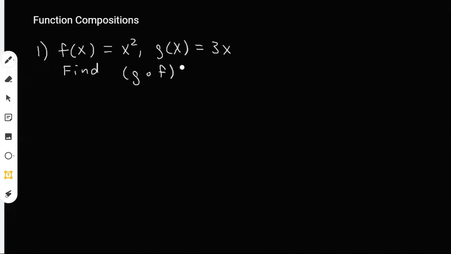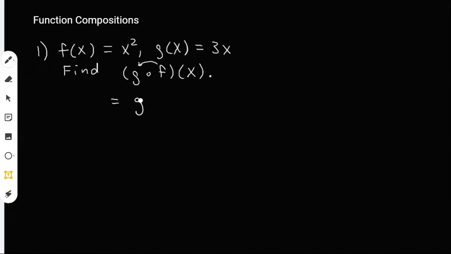G of f. And I want to evaluate it at x, which means I'm actually going to be finding a function. So what does this mean? Well, this tiny circle right here in the middle, that means composition. That's basically the composition symbol. And when I use a composition symbol, what I'm doing is I'm taking f and I'm putting it inside of the function g. So what is that going to look like?